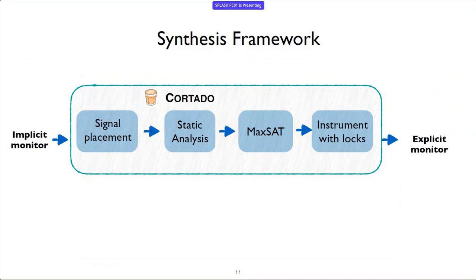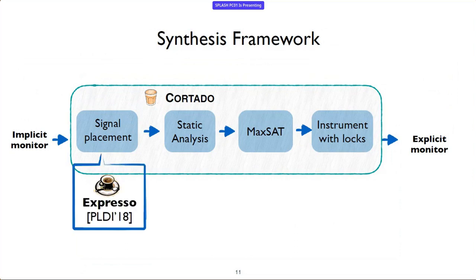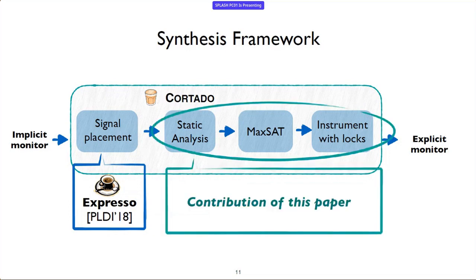So given an implicit monitor implementation, the first thing we do is we leverage our prior work from PLDI 2018 to synthesize a signaling protocol. Then after we do that, this is where the contribution of this OOPSLA paper comes into play. So we basically first perform static analysis, use it to do MaxSAT encoding, and then use it to do instrumentation. And in the remainder of this talk, I'm going to explain each of these pieces in just a little bit more detail. So let's start with the first piece, which is the static analysis part.